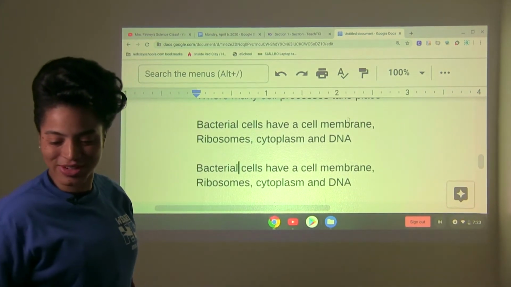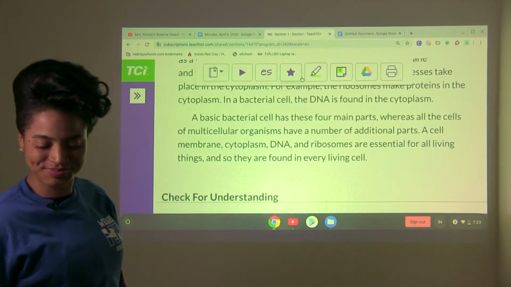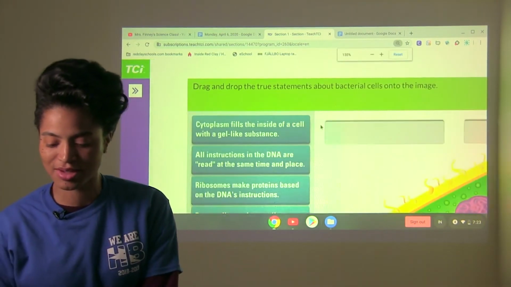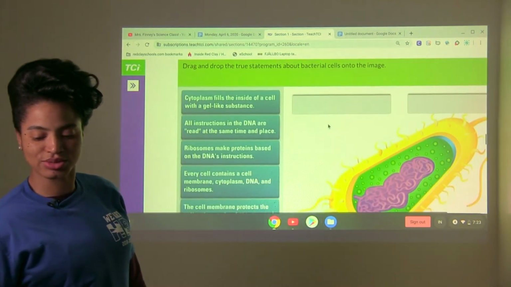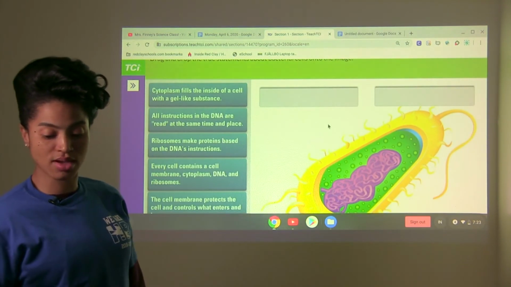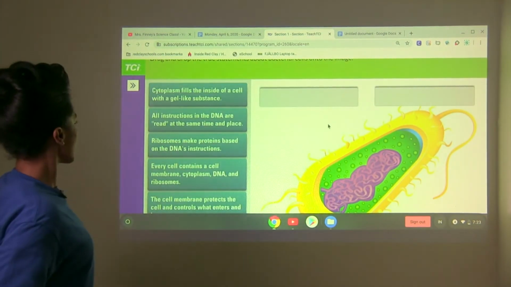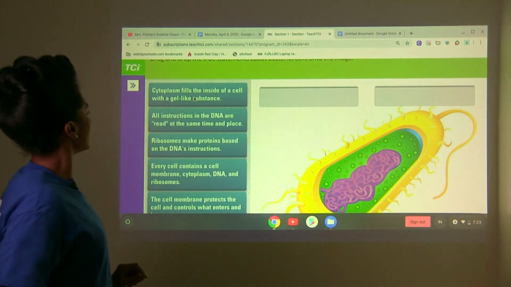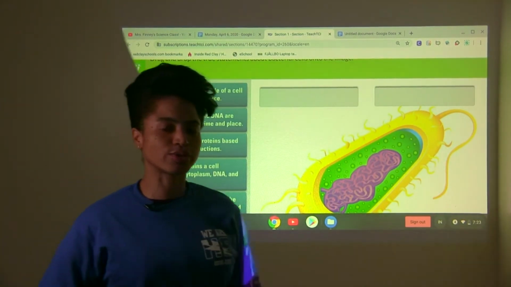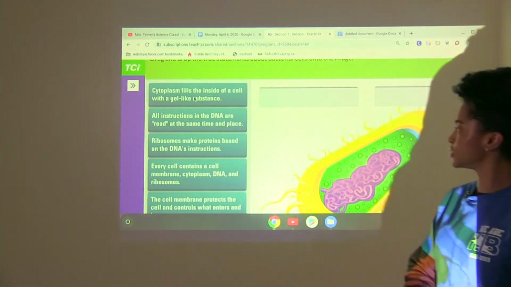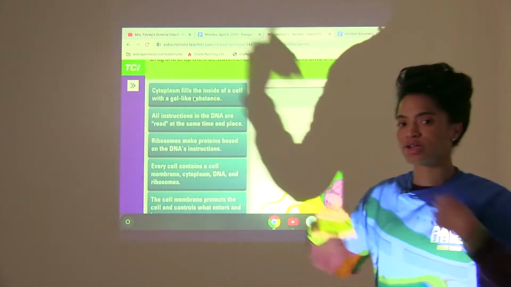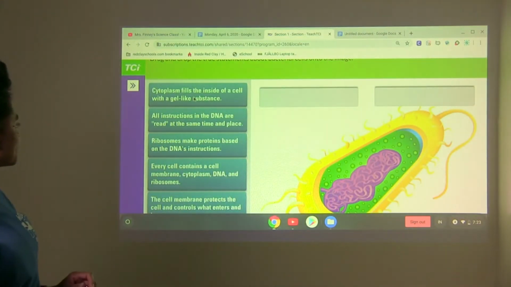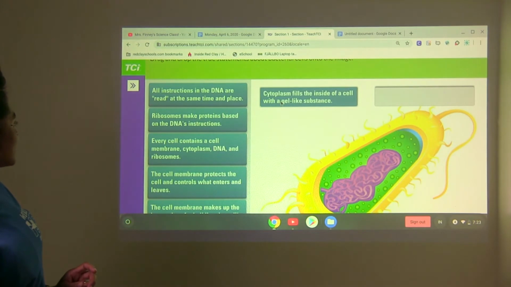All right, let's move on to our check for understanding. Right here, it says drag and drop true statements about bacterial cells onto the image. Here we go. First statement: cytoplasm fills the inside of a cell with a gel-like substance. True or false? What do you think? Take it or leave it. So take it. I'm going to take this one. Drop that right there. Okay, all right.